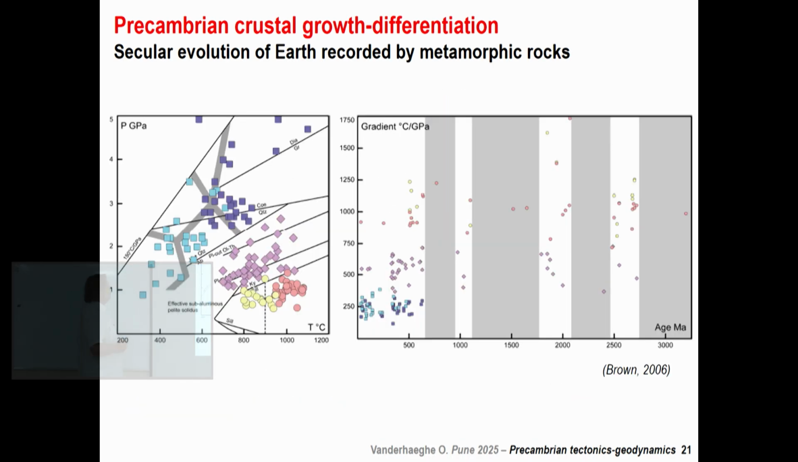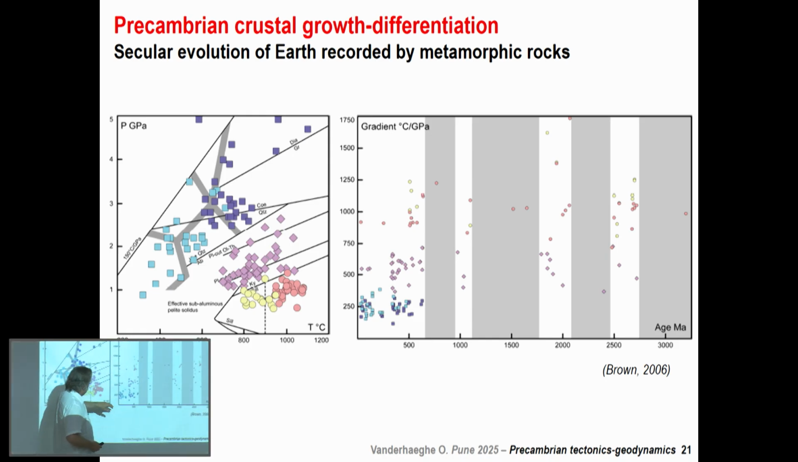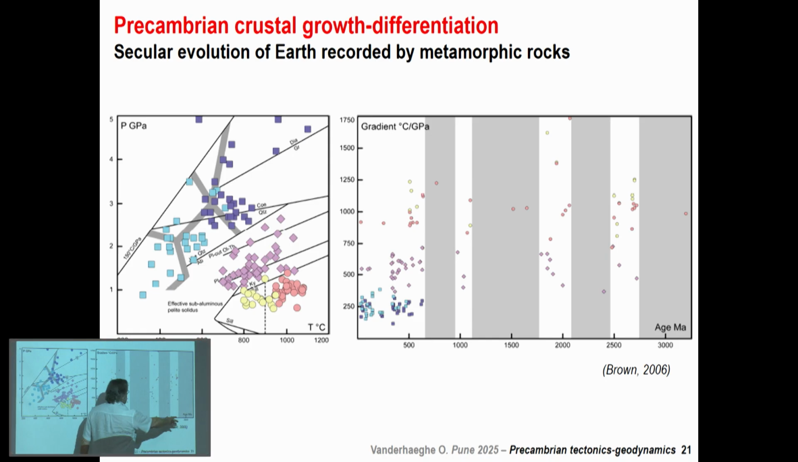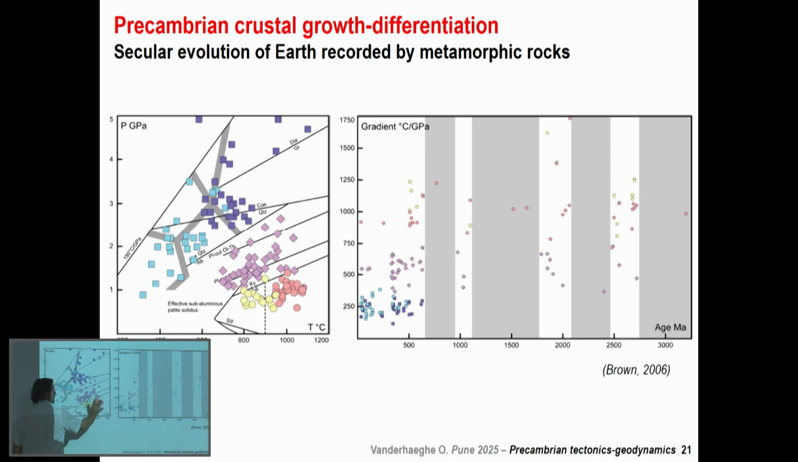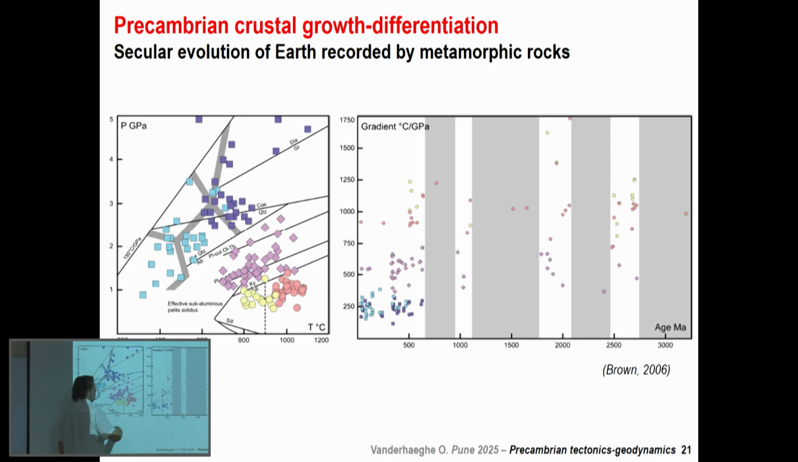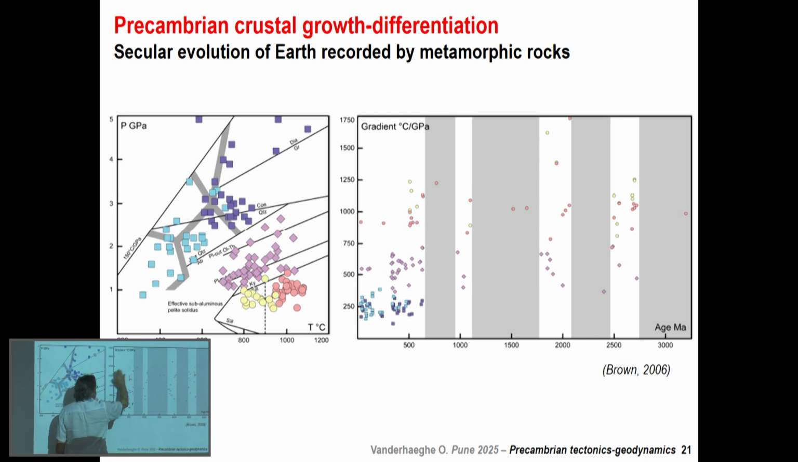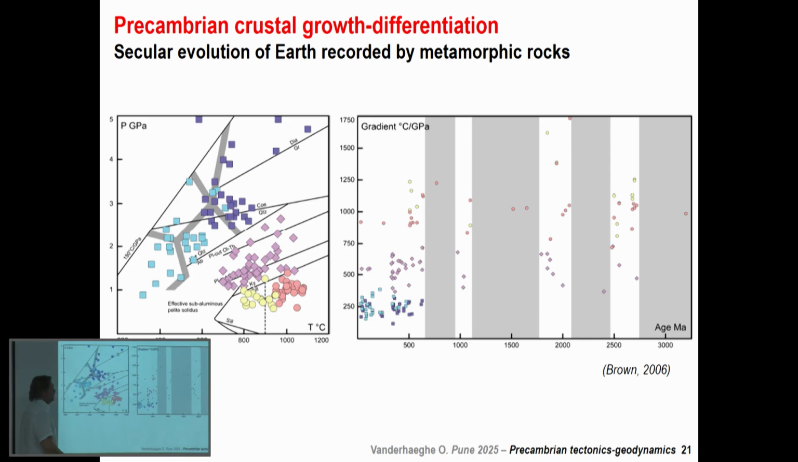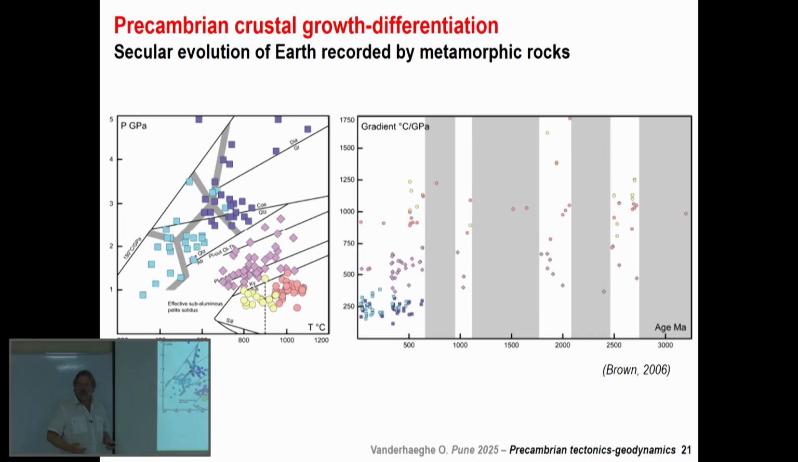Secular evolution is also recorded by metamorphic rocks. This is a compilation by Mike Brown, where you see in the past almost only these colors that correspond to high temperature metamorphism, and very seldom blue colors that correspond to high pressure in the PT diagram. Whereas in the Phanerozoic belts, we have mostly high pressure, low temperature rocks, and only in places the high temperature ones. So that also reflects somehow secular cooling of the Earth.